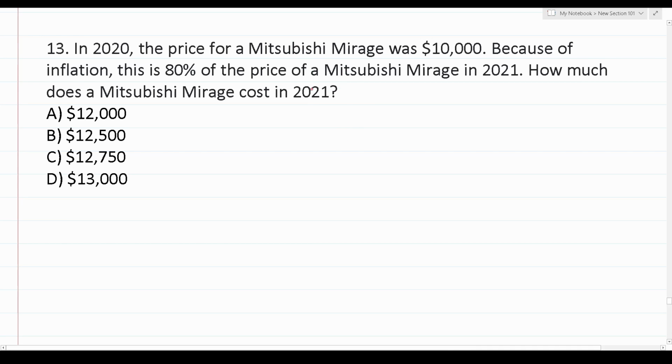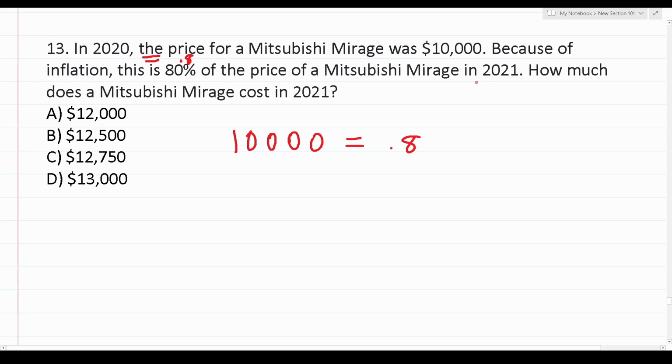We know in 2020, a Mitsubishi Mirage cost $10,000. All right, so we'll start by copying that down. And we're told, according to the problem, this is, well, in math, is always equal. So $10,000 is equal to 80%. Again, we're always going to express percents in decimal form. So 80% in decimal form is 0.8. So 10,000 is equal to 0.8 of the price of a Mitsubishi Mirage in 2021.